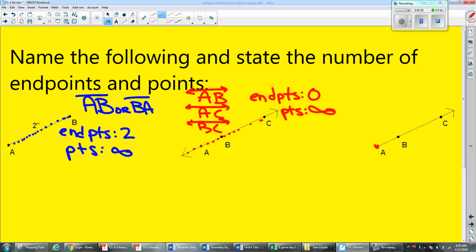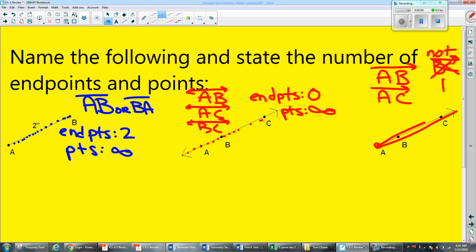For the ray here, since it starts at point A, there are only 2 names that we could call this. It starts at A, goes through point B. Starts at A, goes through point C. You cannot call this BC or BA. Those won't work. Can't flip around the order there at all. Okay, so if you look at the number of endpoints it has, that'd just be 1. Starts at point A. But the number of points that are on this ray would be infinitely many.